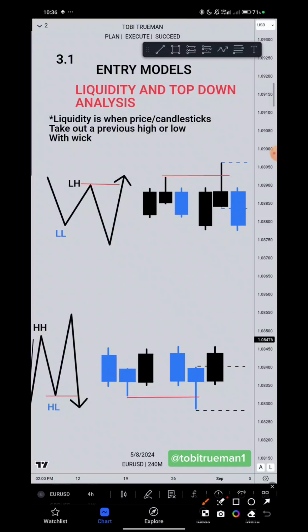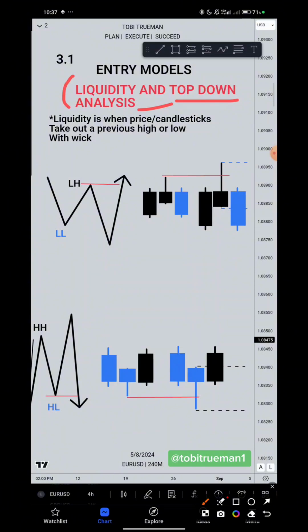Now we are going to our third entry model, liquidity and top-down analysis. I want to study this particular type of entry model. What you are going to notice in all of the entry models is that they are moving together. From the first entry model, second entry model, up to this third one, everything works hand in hand with the same principle. For clarity's sake, that is why entry model 3 is also very important.